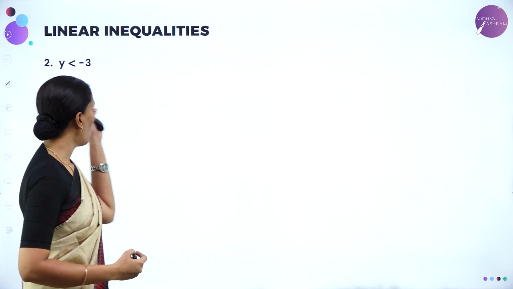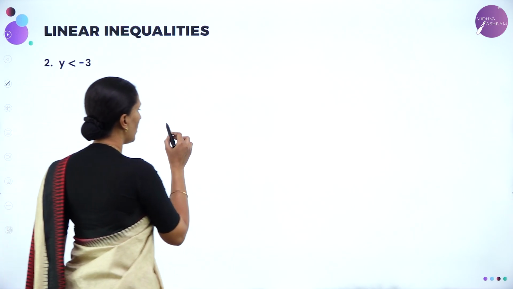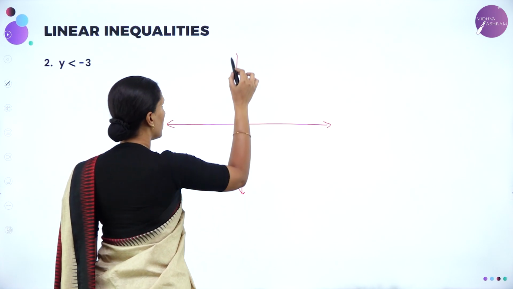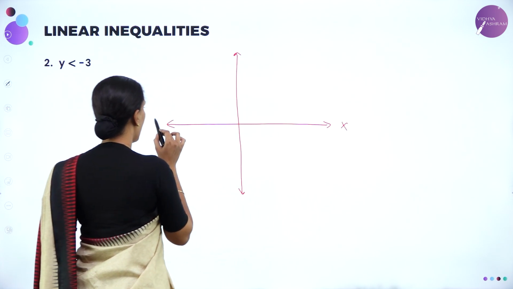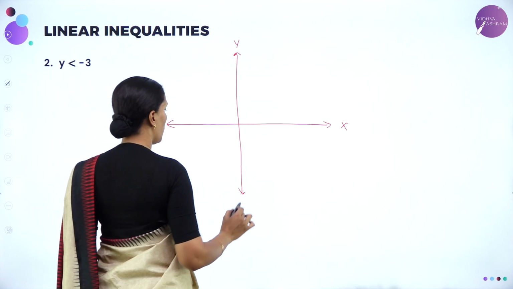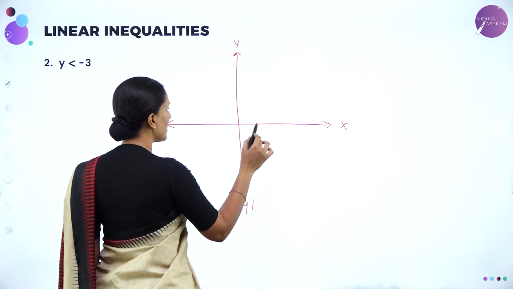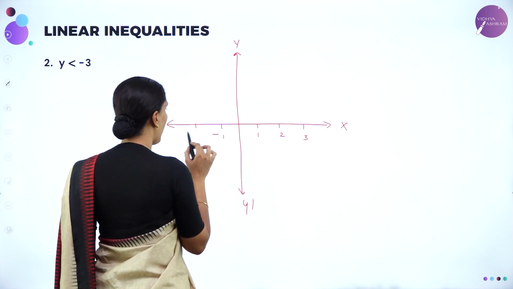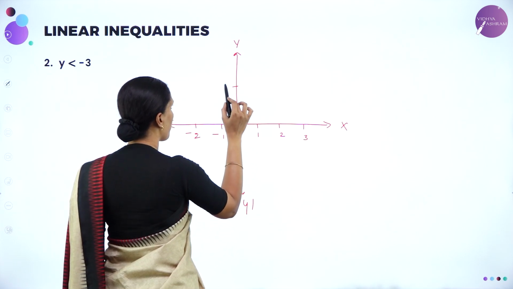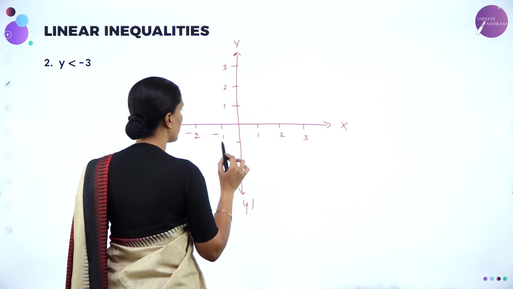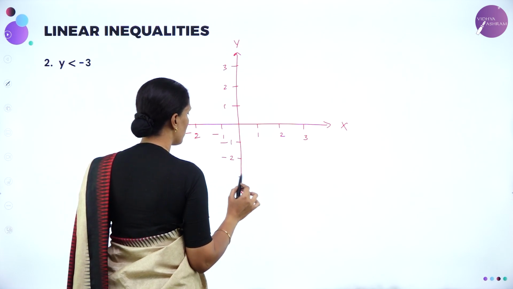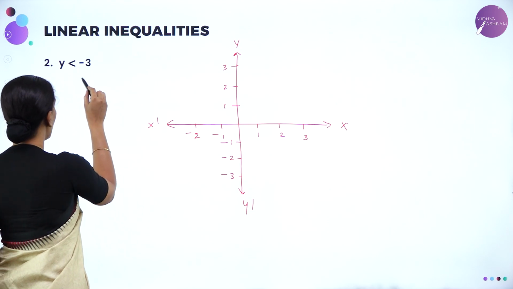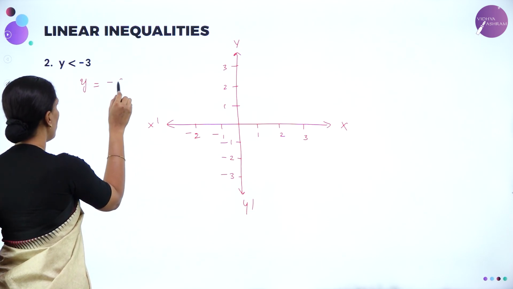Next we have y less than minus 3. So let us consider the coordinate plane, x dash, y dash. So here 1 unit is nothing but 1 centimeter. So we will write the points here. Now, here we need to take the equation in the form of y is equal to minus 3.